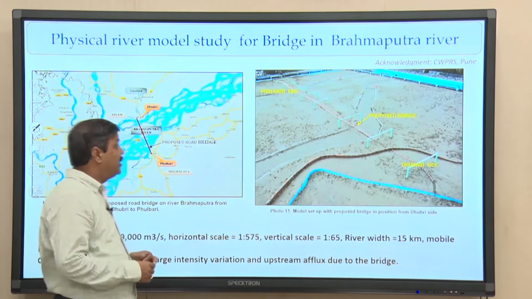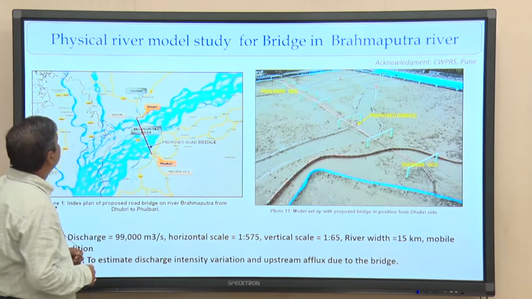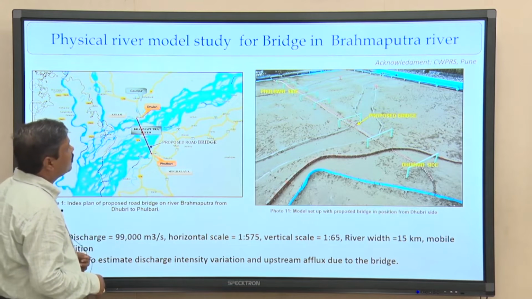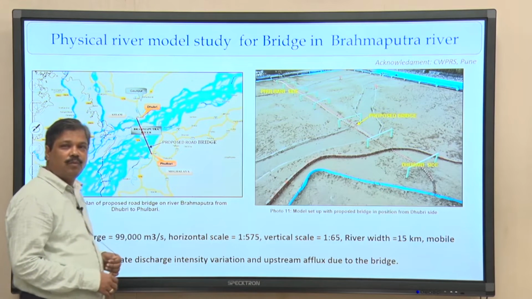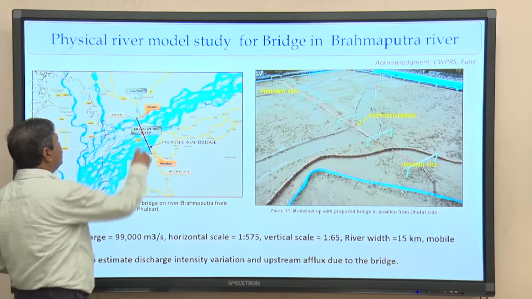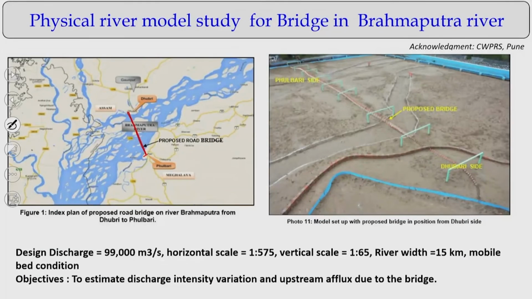Now, if you look at a similar example, I will take a physical river model study for a bridge on the Brahmaputra River. This is the bridge proposed to be constructed, and the same model of the bridge and the piers, you can see, is what is done on a physical model setup. So, this is the proposed road bridge on the Brahmaputra River, and the same thing is implemented in physical models.